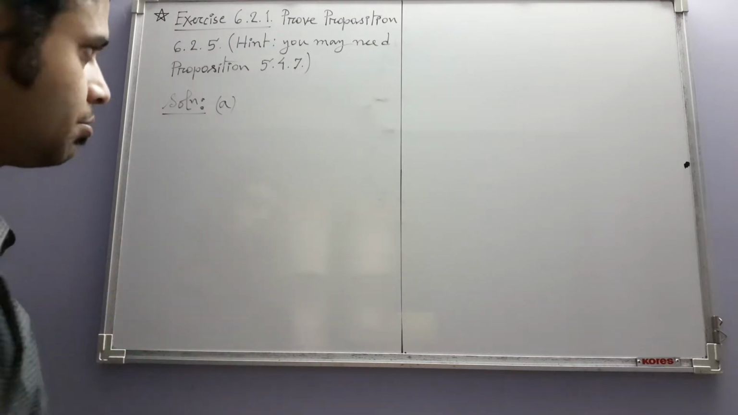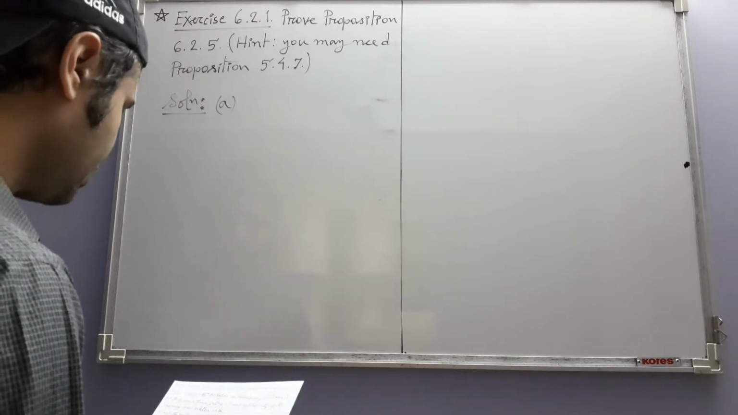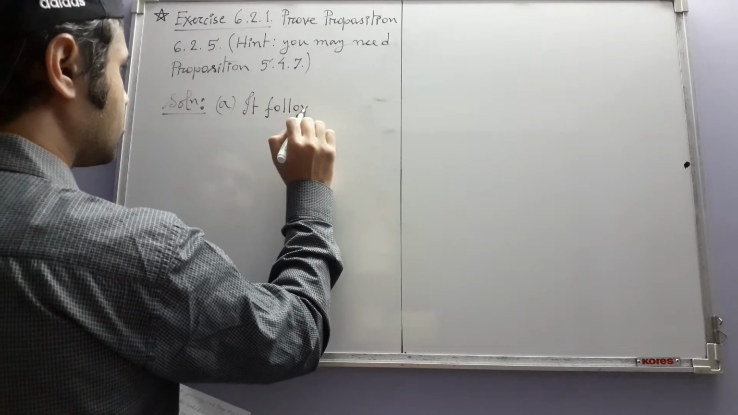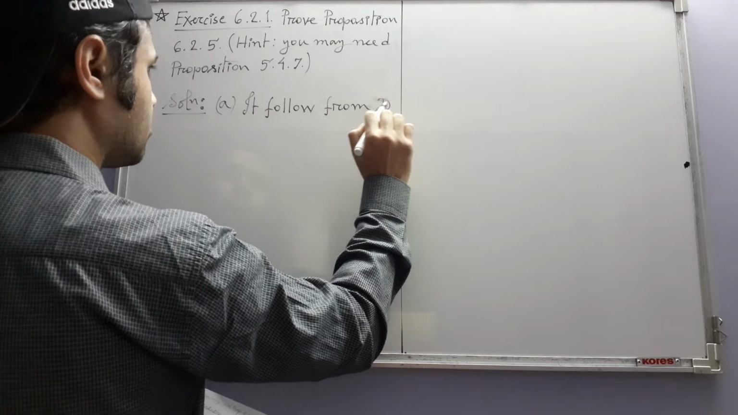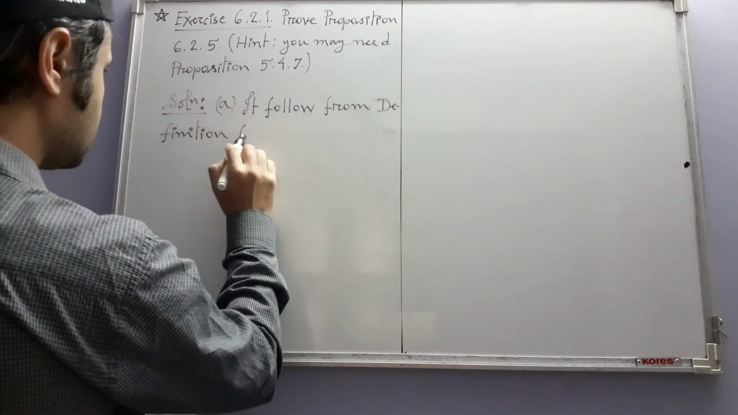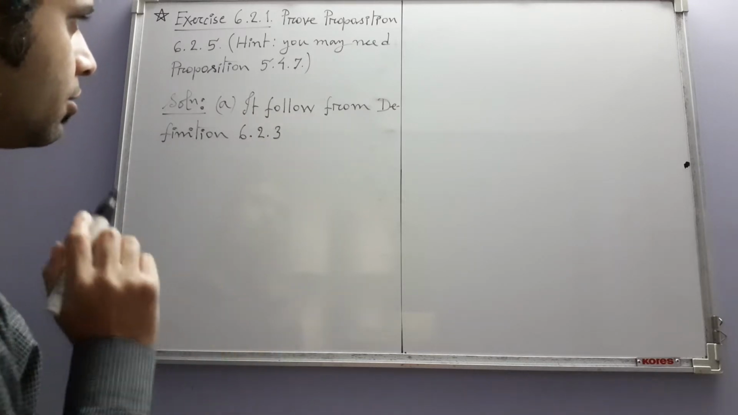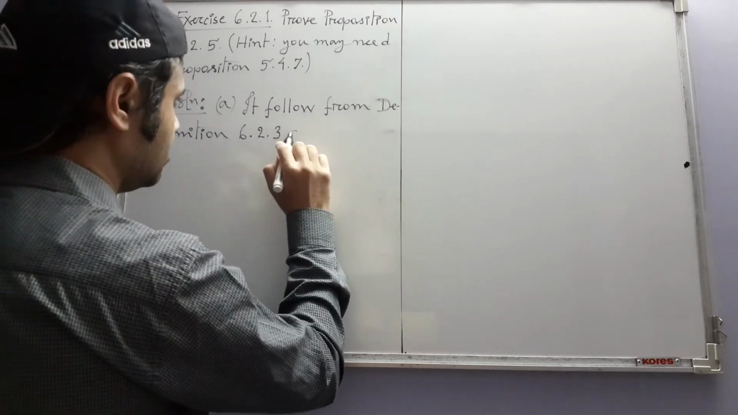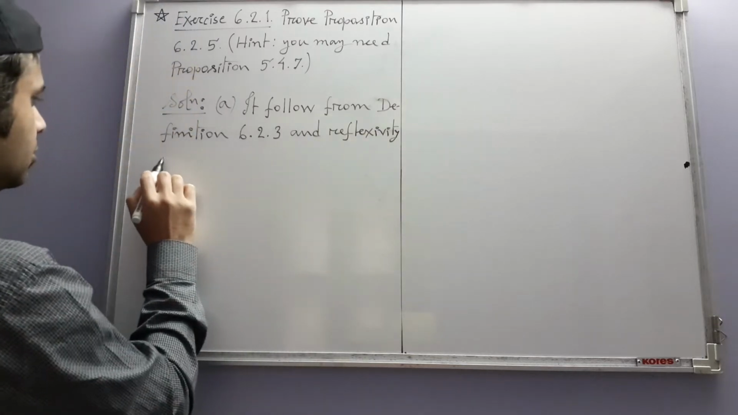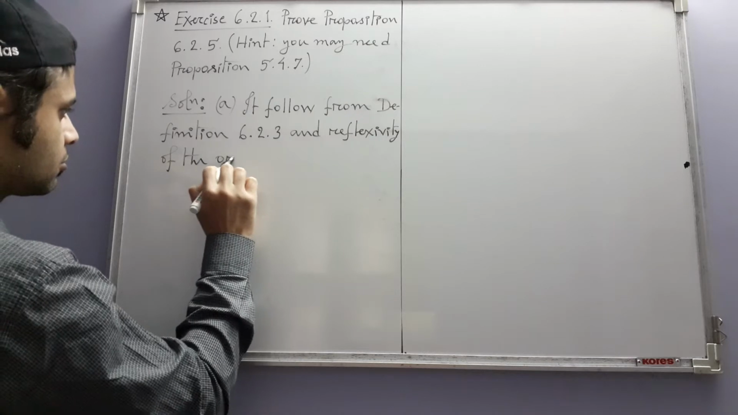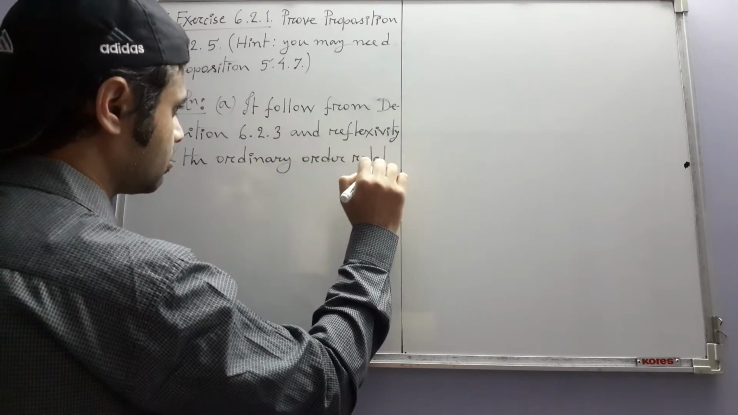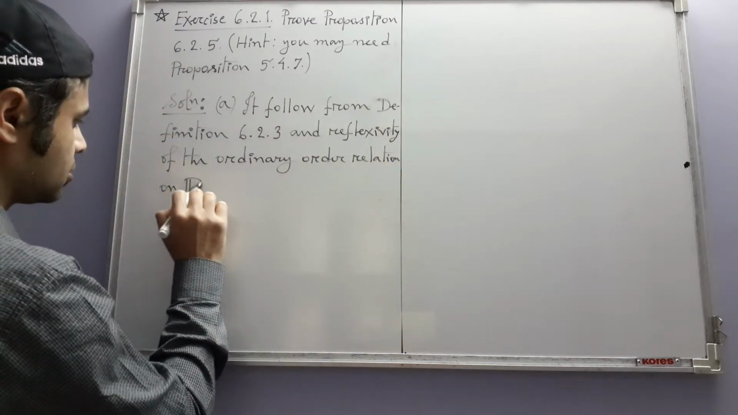Reflexivity is so easy that it's almost obvious. In part A, we are going to write this. It follows from definition 6.3, which is the definition of the order relation on the system of extended real numbers, and reflexivity of the ordinary order relation on the set of real numbers.